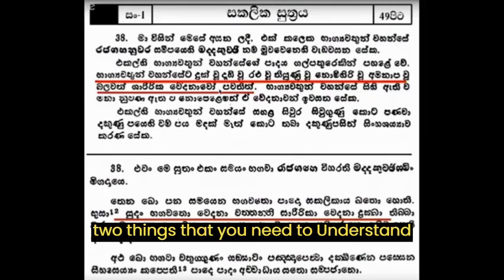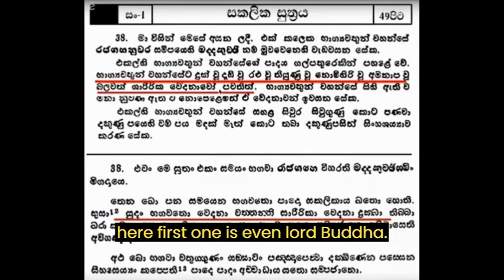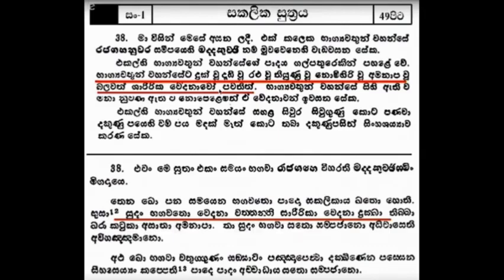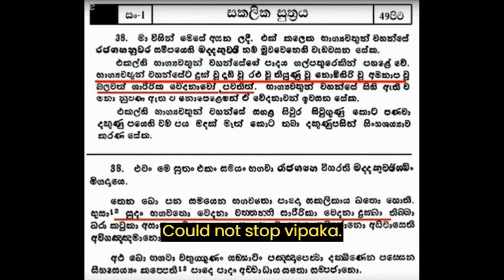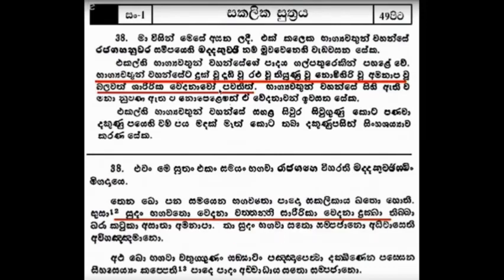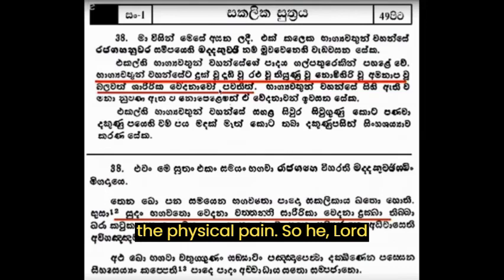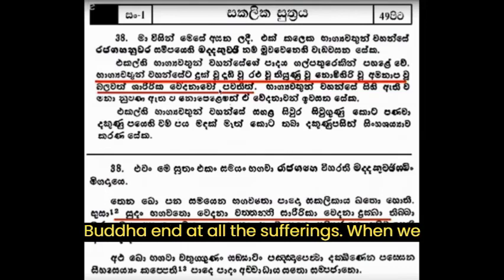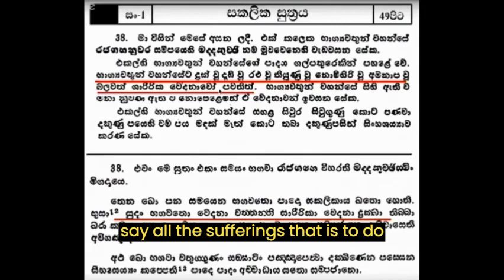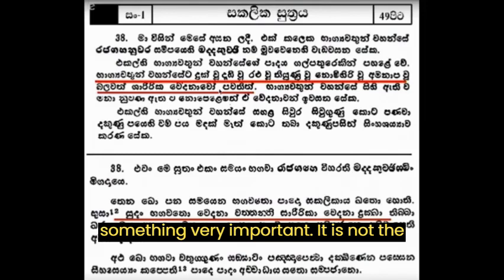So there are two things that you need to understand here. First one is, even Lord Buddha could not stop vipaka, right? And the next thing is, he hurt his leg and he suffered from pain. So when we say suffered from pain, that is the physical pain. So Lord Buddha ended all the sufferings. When we say all the sufferings, that is to do with mental sufferings. That is also something very important. It is not the physical suffering. Arihatun Wahanse, they will have the physical suffering.